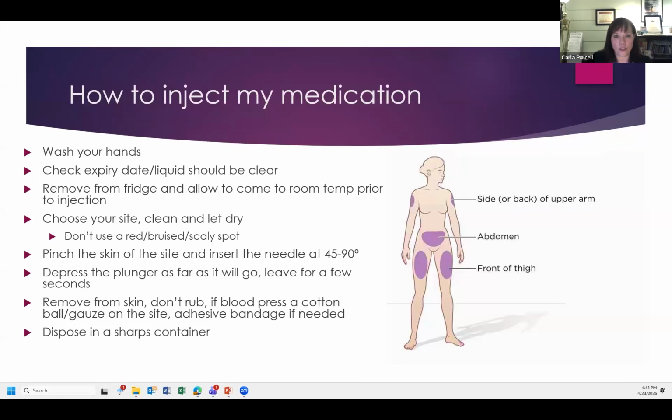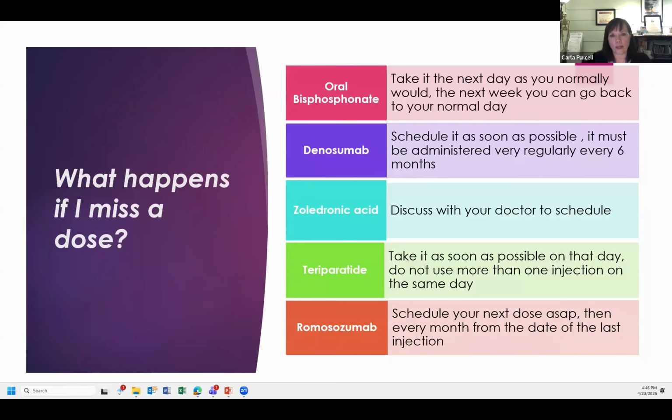And then the syringe gets disposed of in the sharps container, or in the case of the teriparatide, you put it back in the fridge for the next time. So that's just a really quick and dirty overview. I don't want to get into detail because you should be taught the proper way to do it by your provider anyway. A lot of people wonder what happens if they miss a dose.